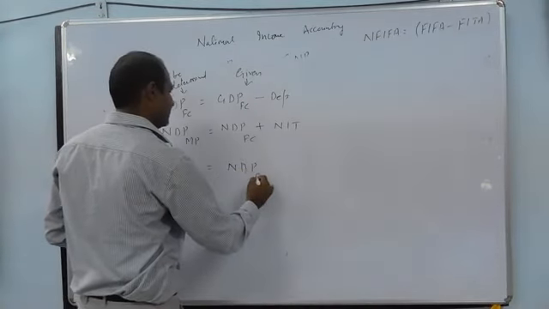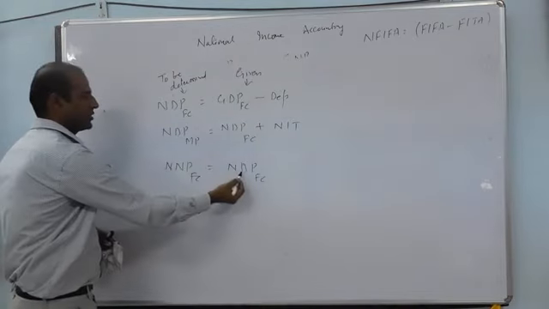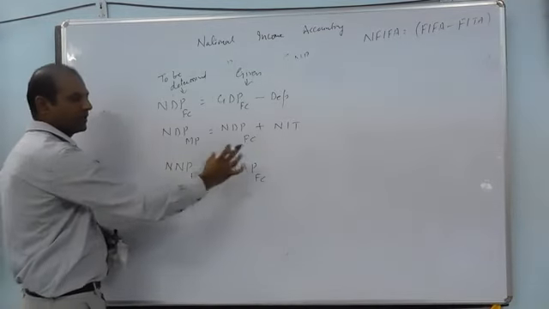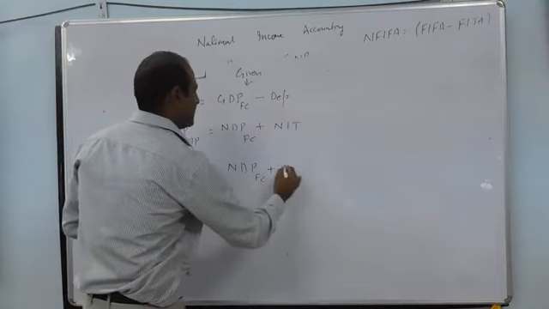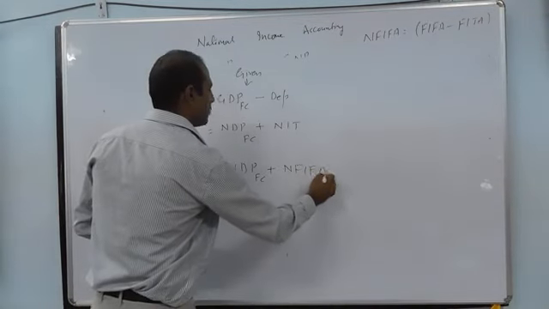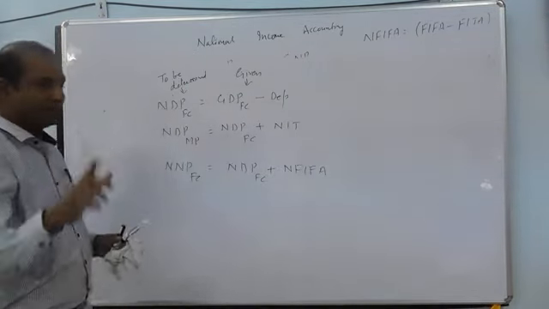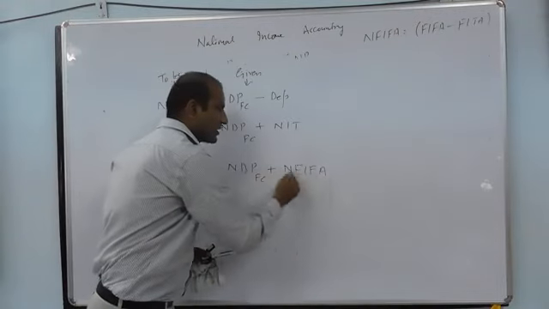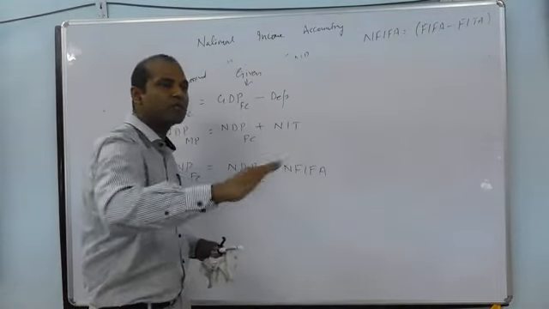NDPFC. Only one change, domestic to national, have to determine and this is given. Add net factor income from abroad. One thing to remember, when net factor income from abroad is added, net factor income to abroad is subtracted.